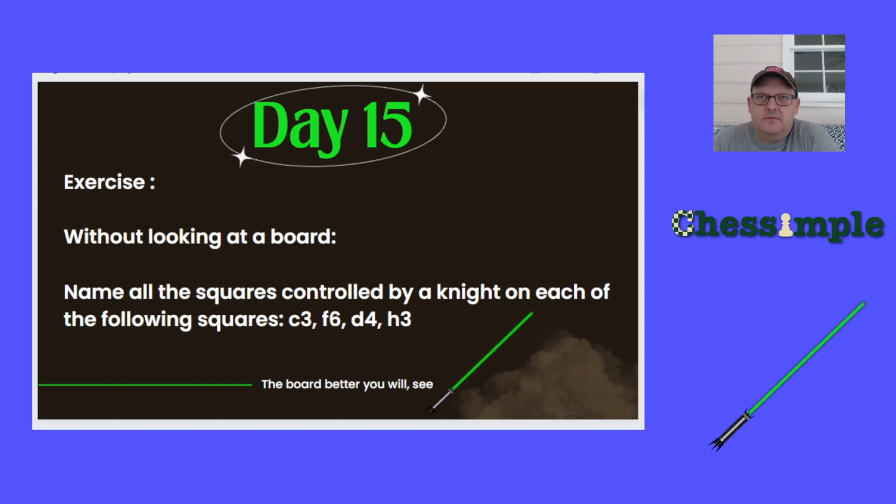And the task for today is to name all of the squares controlled by a knight on each of the following squares: c3, f6, d4, and h3. So name all of the squares controlled by a knight on c3, all of the squares controlled by a knight on f6, all of the squares controlled by a knight on d4, and all of the squares controlled by a knight on h3. So then just go ahead and pause your video, write down your answers, and then we'll just take a quick look at the solution.